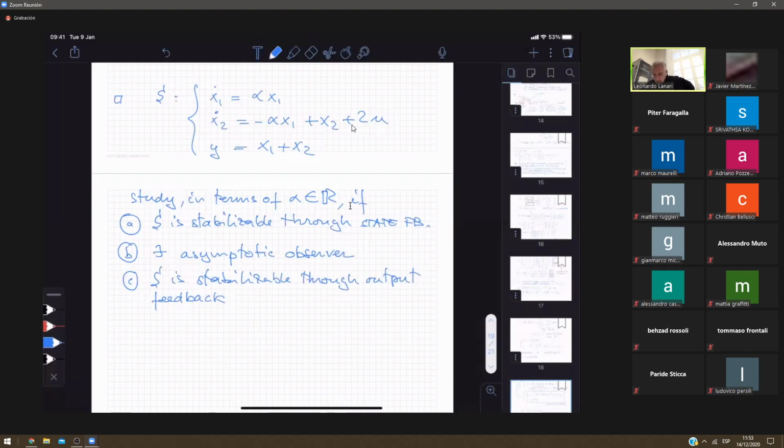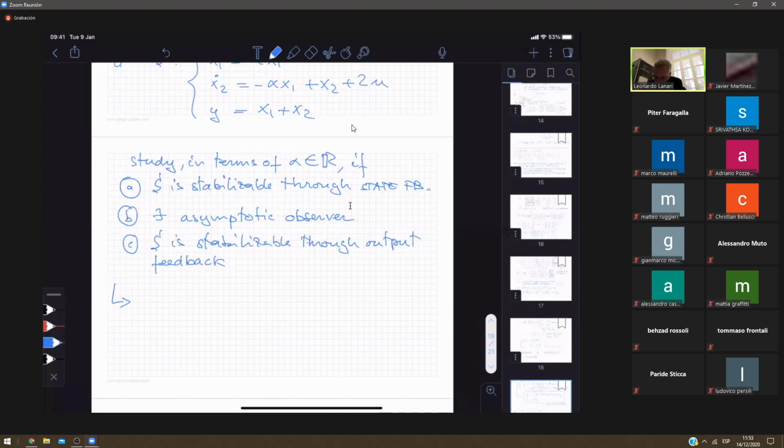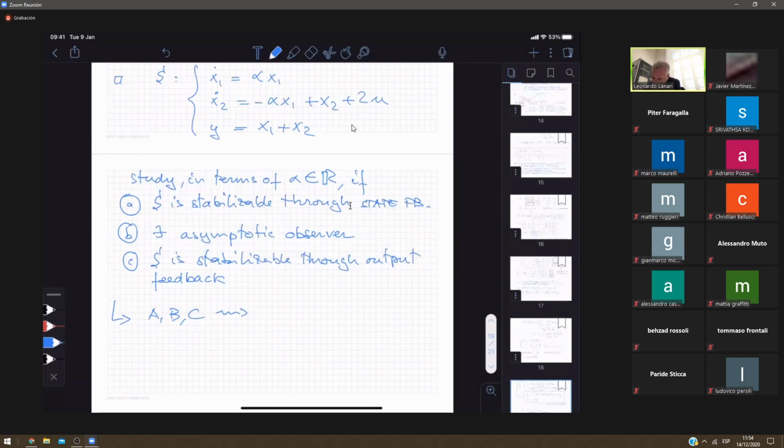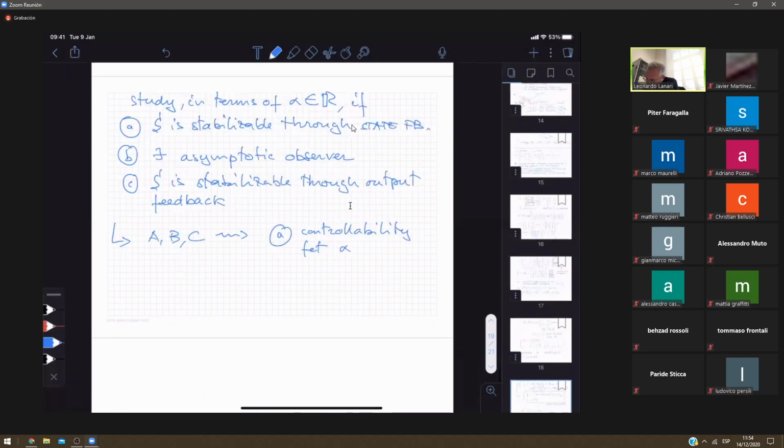Well, it's really, so you have A, B, C. I'm not going through it now, I think we do not have the whole time, but I think it's rather standard. You have the 3 matrices, and in particular, A depends on a parameter alpha. So the first question is equivalent to studying the controllability as a function of the parameter alpha. So maybe this we can do. We have time for this.